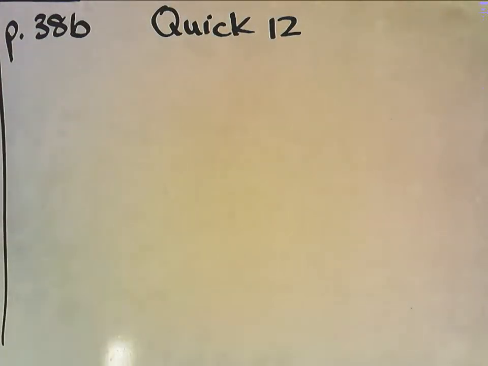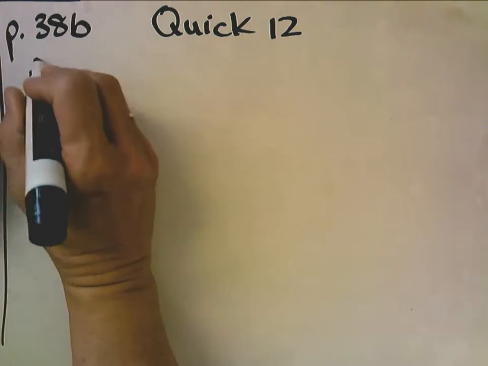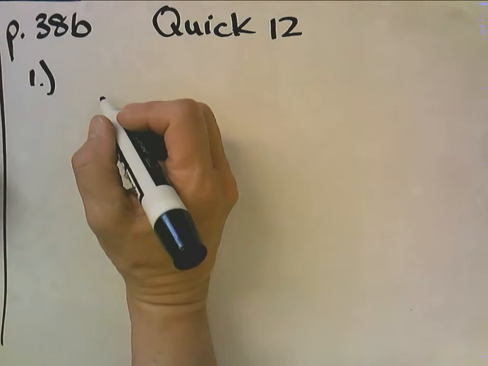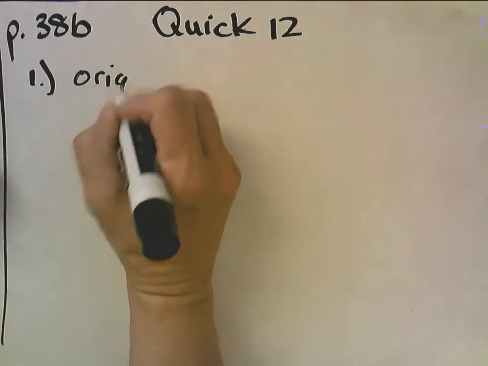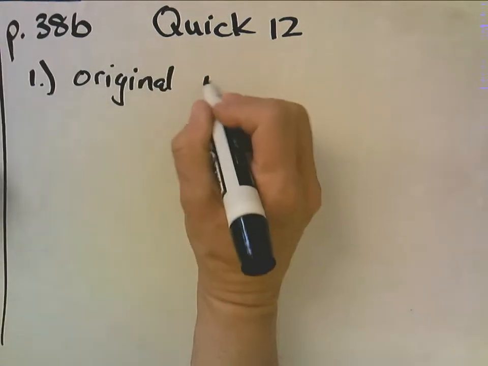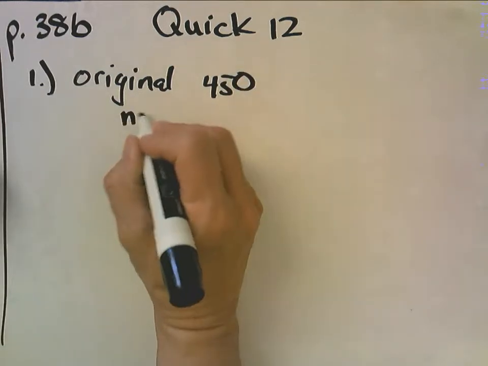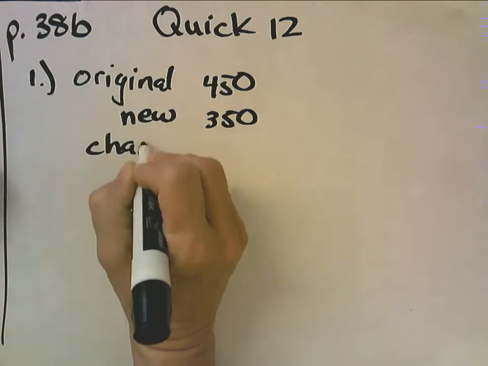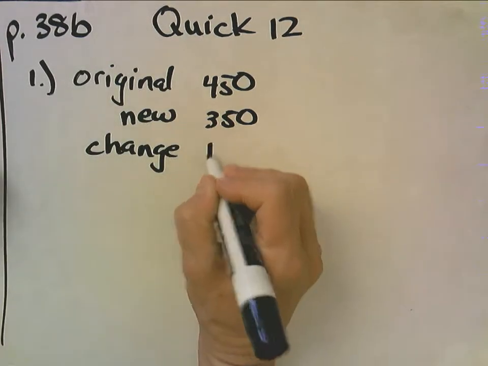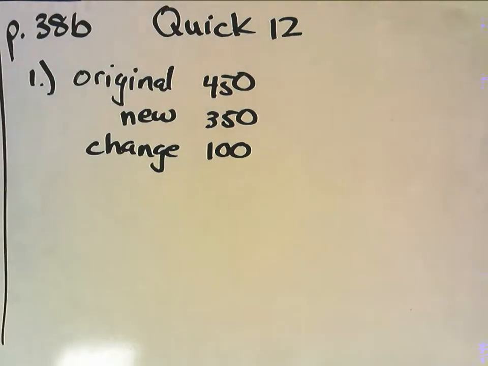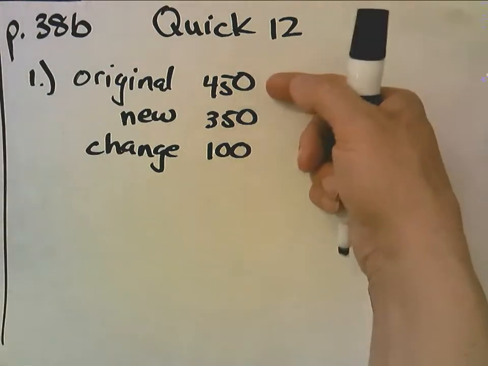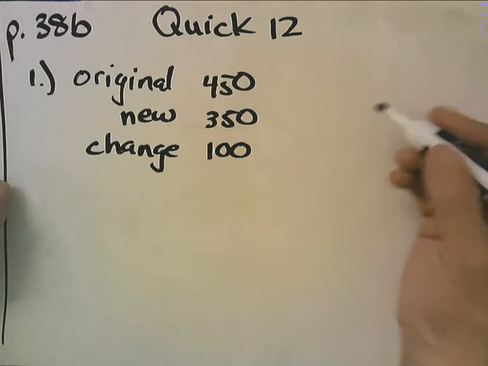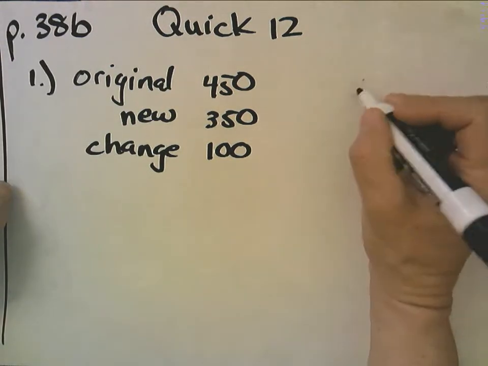Okay, so the first question says, identify the percent of change as an increase or decrease, then find the percent of change. So the original is 450. The new is 350. So to find percent of change, first we have to find the change. The change is 100. Now, is this a change that's a decrease or change that's an increase? Obviously, if it went from 450 to 350, it's a decrease.